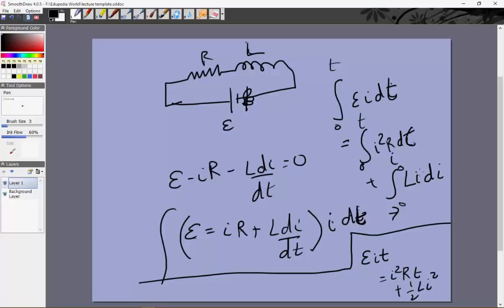Integral of I di will be I square by 2. Now what is IT? IT is the charge flowing through the battery, right? I is the current flowing, I into T is the charge. What is the charge multiplied by the EMF? That is the work done by the battery.